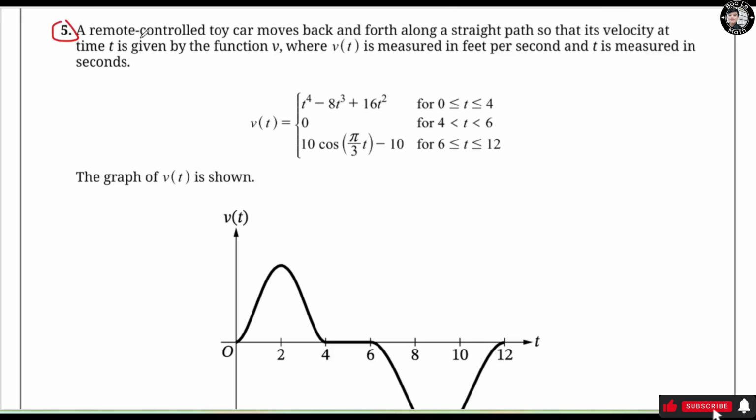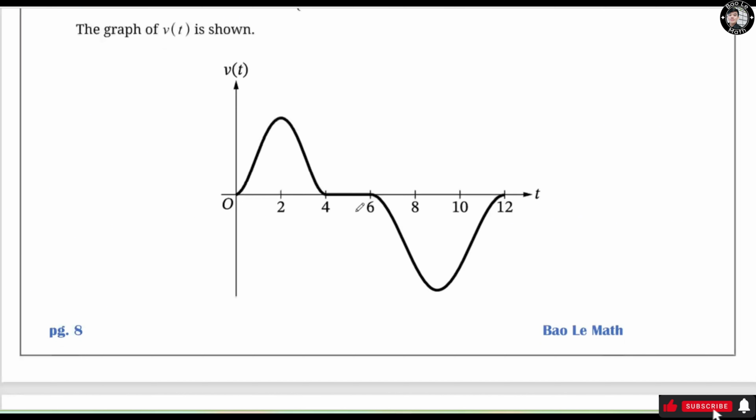Question 5. A remote control toy car moves back and forth along a straight path so that its velocity at time t is given by the function v, where v(t) is measured in feet per second and t is measured in seconds. Alright, so v(t) is right here. The graph of v(t) is shown below.